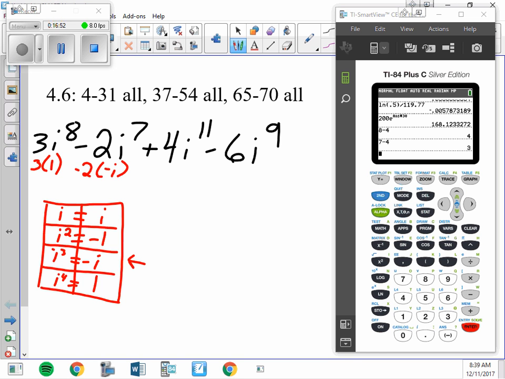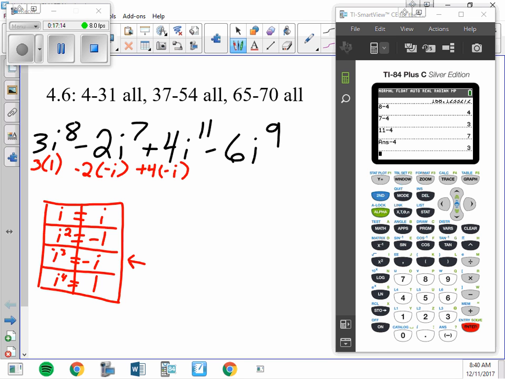Okay? And then 11 minus 4 is 7. What do I do now? Subtract it again. Subtract 4, and I get 3. So i to the 11th is the same as i to the 3rd, plus 4 times negative i.